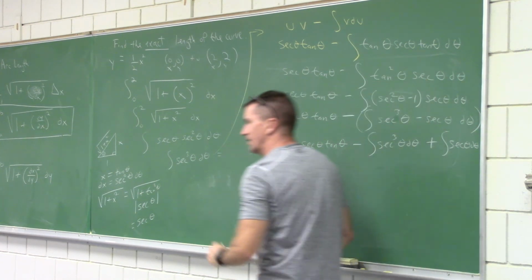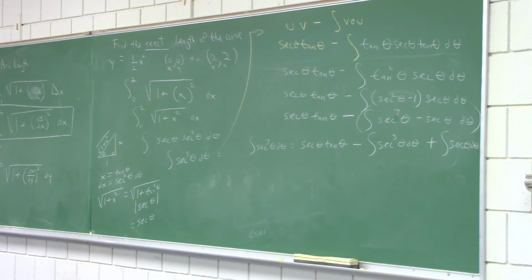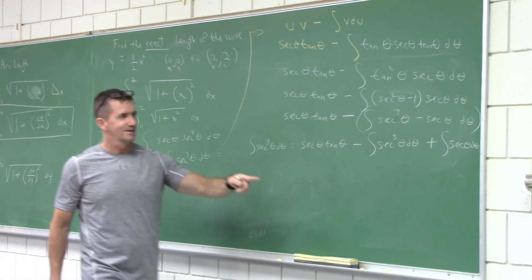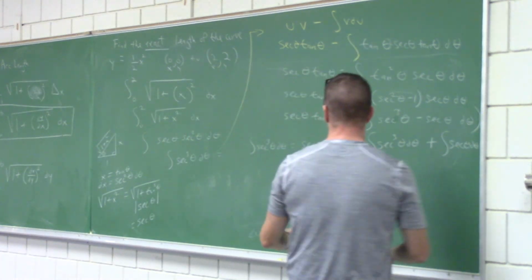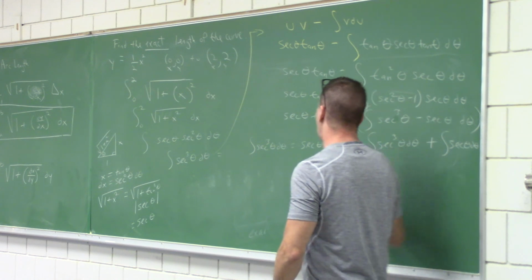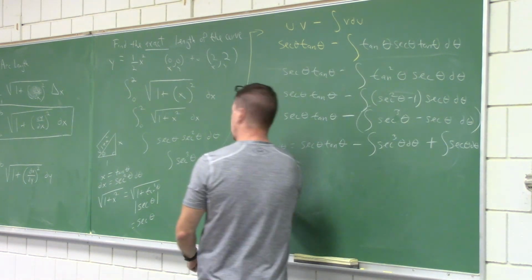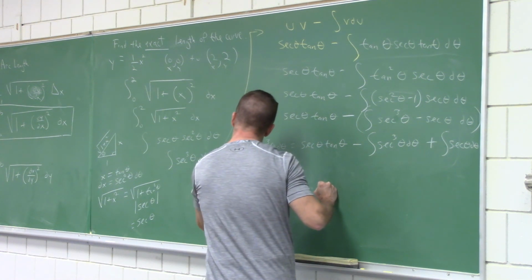Let me step away from that before it looks crazy. Do you see something on the left side and the right side that's identical? You bet. This thing looks crazy, but this emerged again, and I can add it to the left side. How many of these like terms would you have? Add it over here. How many secant cubes would you have? Two of these.